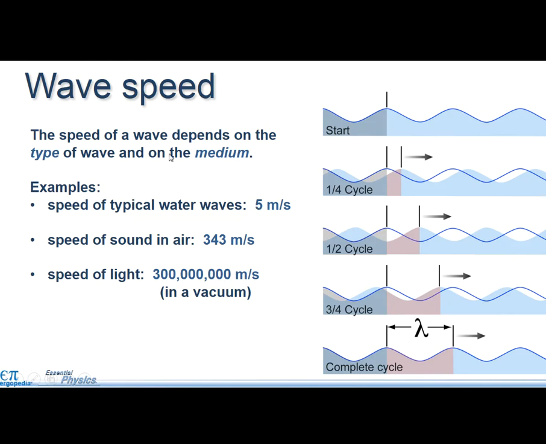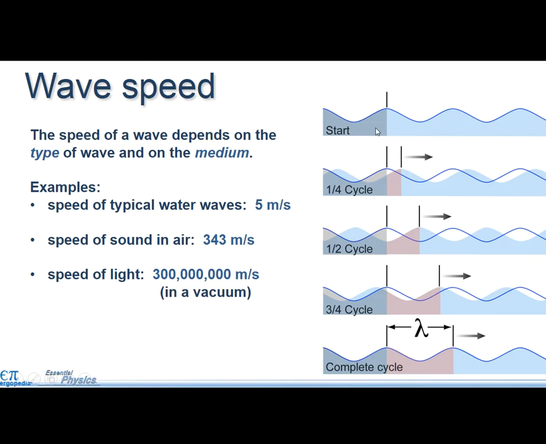So the speed of a wave depends on the type of wave and on the medium. The typical speed of a water wave is somewhere around 5 meters per second or 10 miles per hour. The speed of sound in air is around 343 meters per second, which is about 700 miles per hour. And the speed of light is around 300 million meters per second, or 600 million miles per hour. So very, very fast compared with the speed of sound in air.